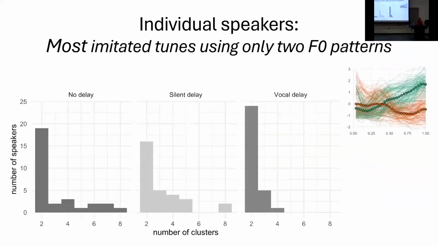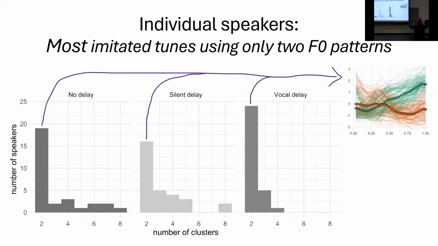We also carried out clustering analyses for imitations from individual speakers, and for all 3 conditions, the optimal solution is 2 clusters for at least half of the participants. And in the vocal delay condition, 24 of the 30 participants produced this 2-cluster solution.